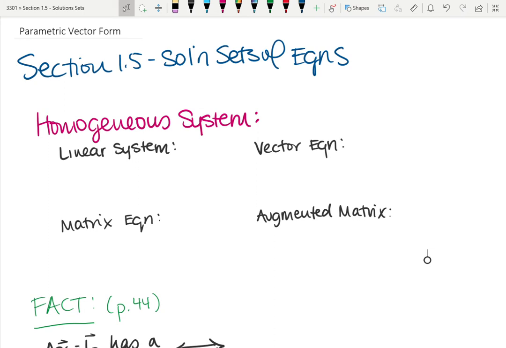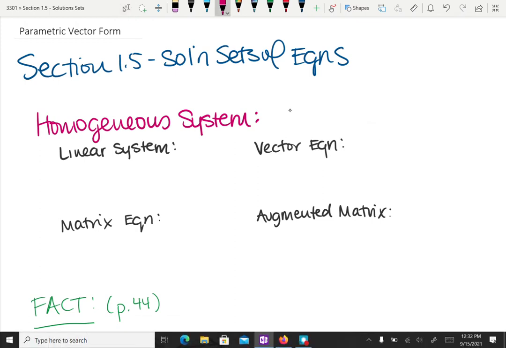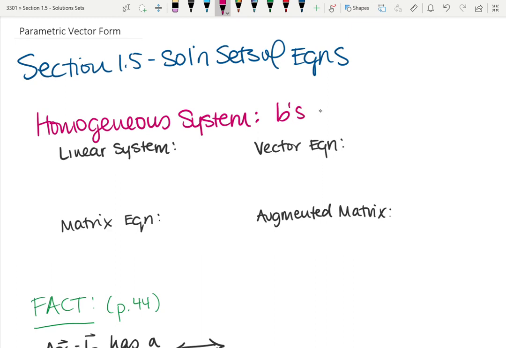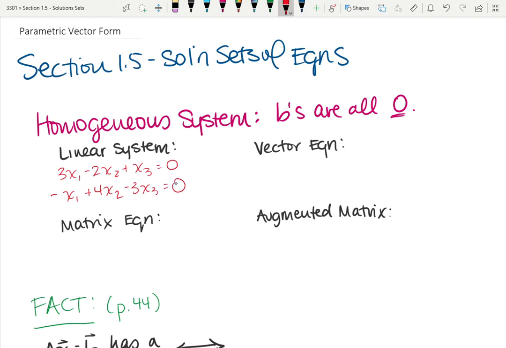So first, this section deals with homogeneous systems, which basically is a linear system where the b's, or the constants, are all zero. So a linear system might look something like 3x1 minus 2x2 plus x3 is equal to 0. The coefficients can still be whatever you want, but the right side is 0. So in a homogeneous linear system, everything on the right side is 0.